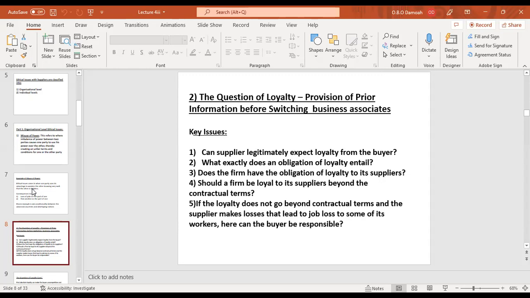So the conclusion is that when I'm dealing with you, whether it is contractual or not contractual, because there has been a relationship between you and I, anytime I want to decline, I want to stop, I need to get you informed. I have to be loyal to you. If I do not do that, I can be charged with an ethical breach. Okay?